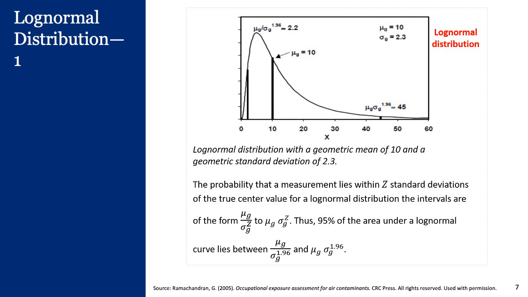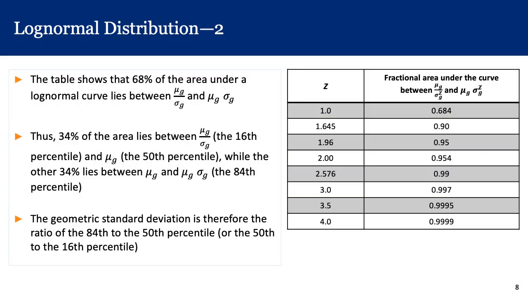And so the total area between these two vertical bars is 95% of the total area under the log normal distribution. And we'll talk about how this occurs in a bit. So in this slide, we'll continue our discussion of the log normal distribution. Just like in the case of the normal distribution, the table shows the z statistics for the log normal distribution.